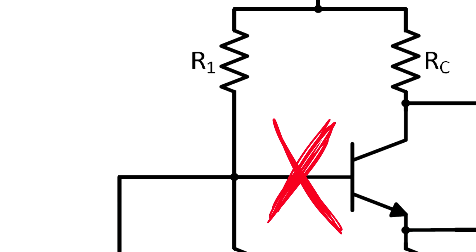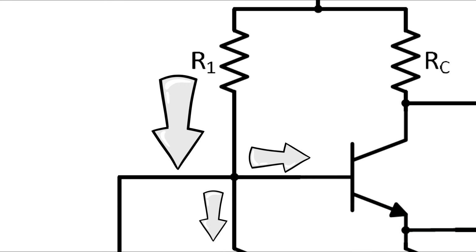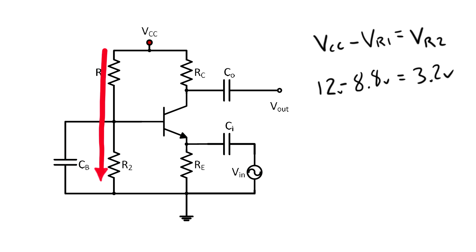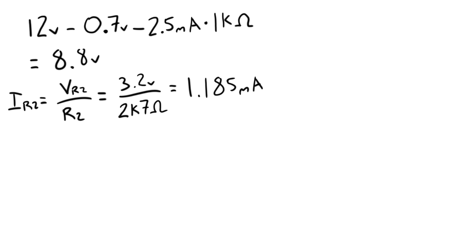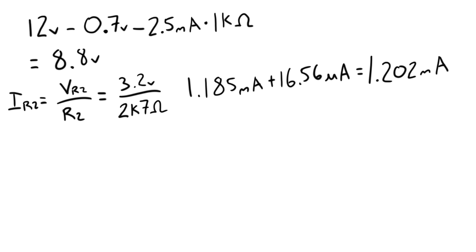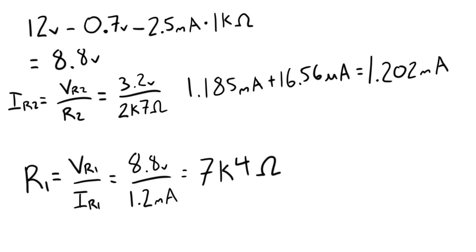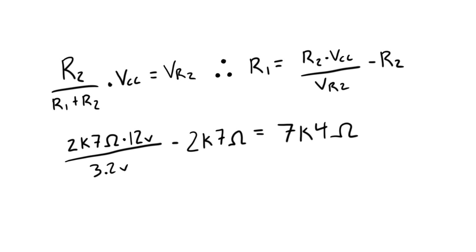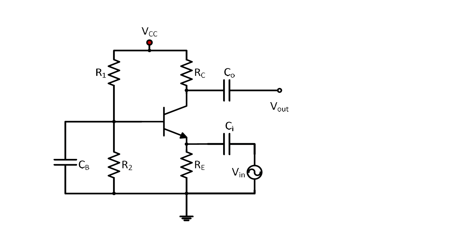It's a different current than IB. In fact, the current through R1 is equal to IB plus R2's current. We can easily calculate the voltage, and we already have the resistance of R2. So we know its current is 1.185 milliamps. Adding that to IB gives us 1.2 milliamps, giving us the final calculation of 7.4 kiloohms. Like most circuits, there are multiple ways of solving this. We could have also gotten R1 by using a voltage divider, but I think that's enough resistor talk for now.